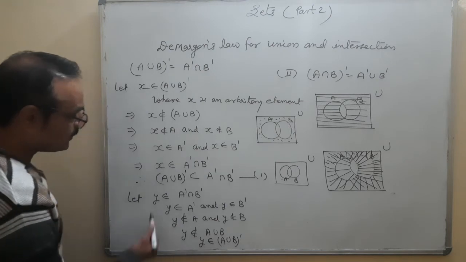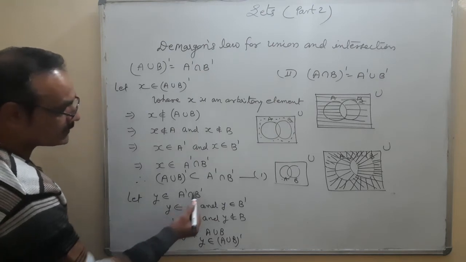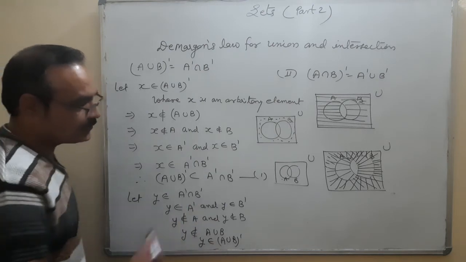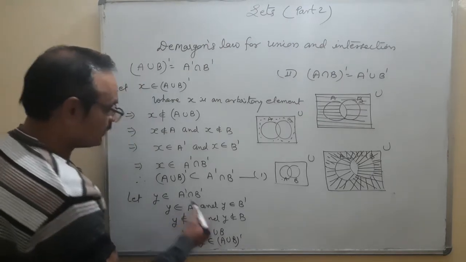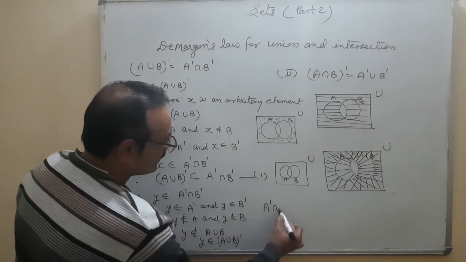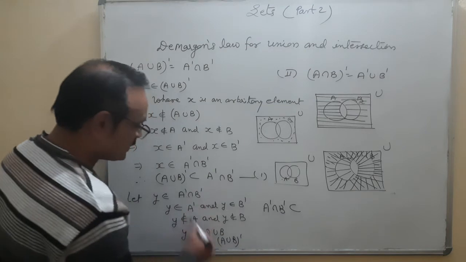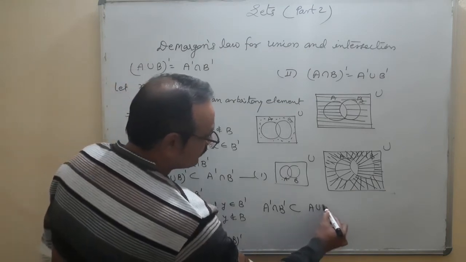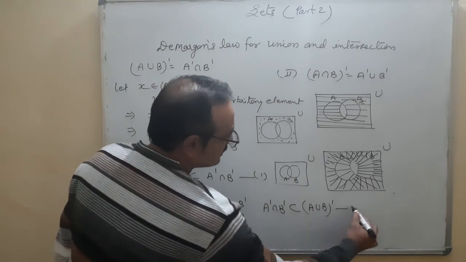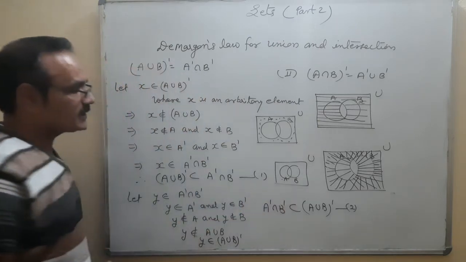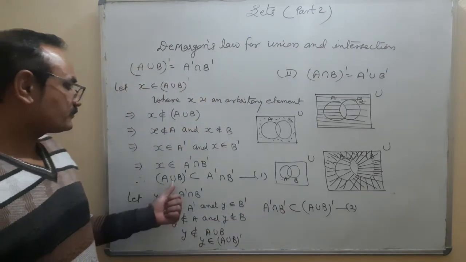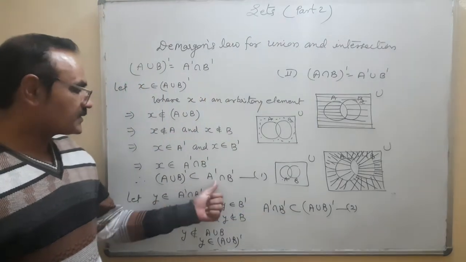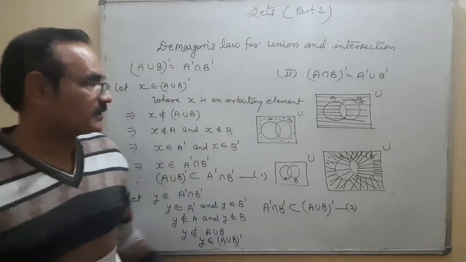So now here what happens? Why we have taken here A complement intersection B complement, it has reached to A union B complement. So therefore, A complement intersection B complement is a subset of A union B complement. This is equation number 2. Now let us see equation number 1 and 2. This is a subset of this one and this one is a subset of this.